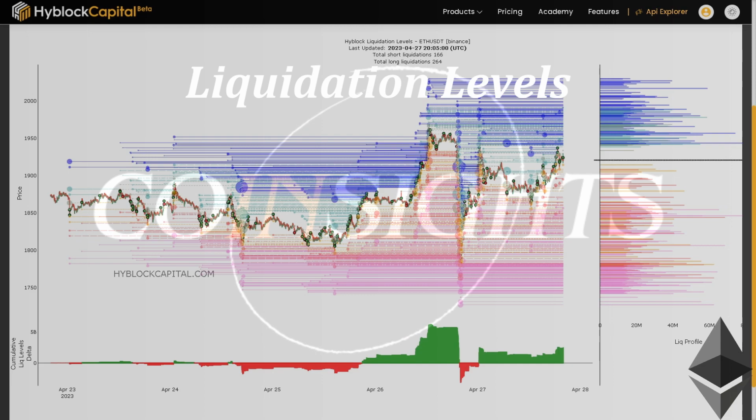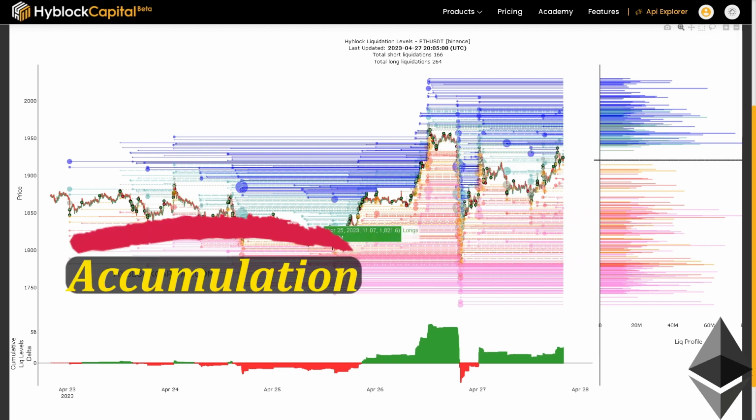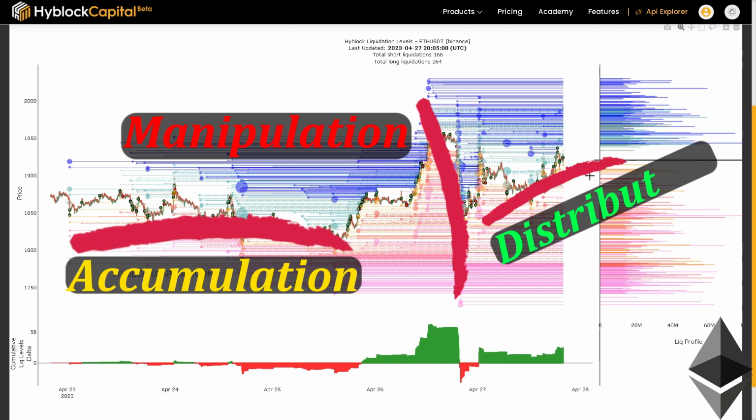This next metric I want to cover is the liquidation levels of Ethereum. The bigger the circle means the larger the liquidation event. And you can see with a lot of these manipulative moves caused by smart money, they have wiped out a lot of both long and short liquidations. So this is what is called accumulation, manipulation, and then distribution.